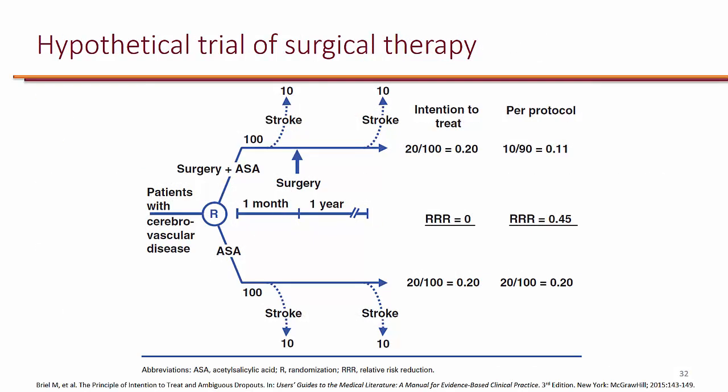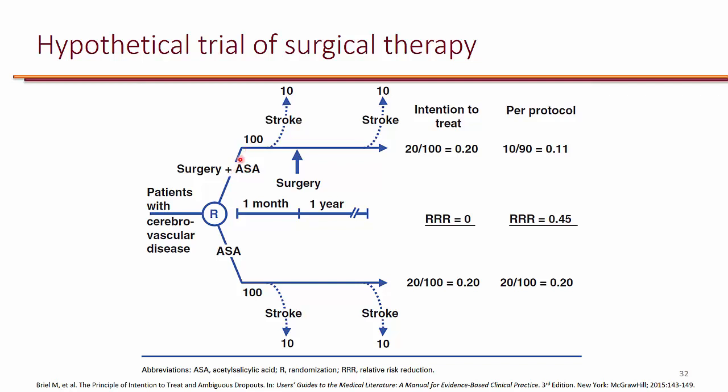Let's take a look at an example. Let's say we were doing a study for cerebrovascular disease, or let's just call this stroke. So let's say we had patients with stroke and we randomized them to two groups. One group just received aspirin and the other group received aspirin plus surgery. Okay. And by the way, the surgery is scheduled a month from randomization. And the outcome that we're measuring is just how many patients are going to have another stroke.